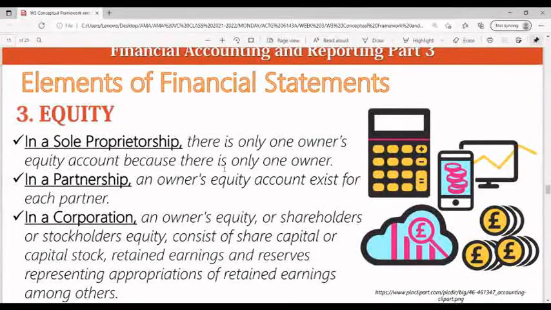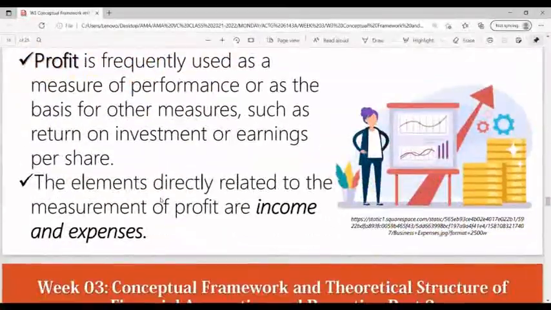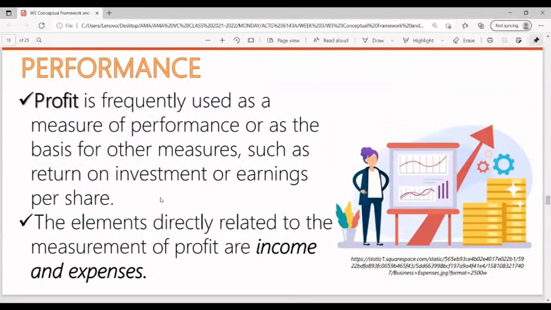So in a partnership, either two or more. While in a corporation, an owner's equity or shareholders' or stockholders' equity consists of share capital or capital stocks, retained earnings, and reserves representing appropriations of retained earnings, among others. So for the performance naman, profit is frequently used as a measure of performance or as the basis for other measures such as return on investment or earnings per share.